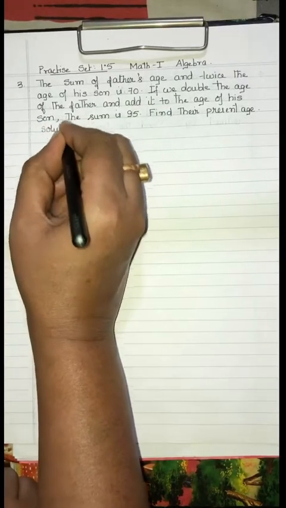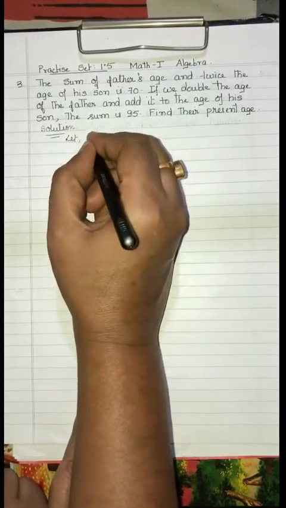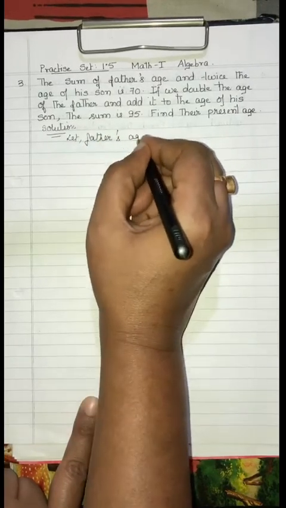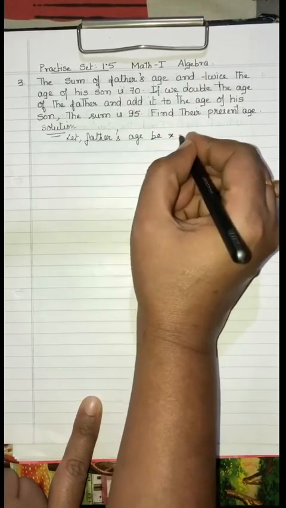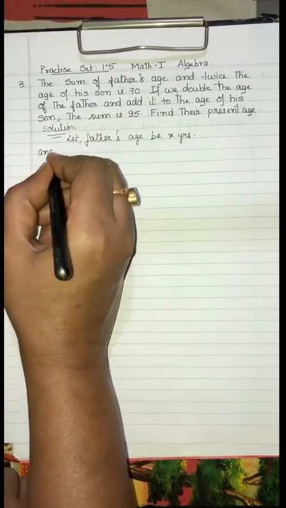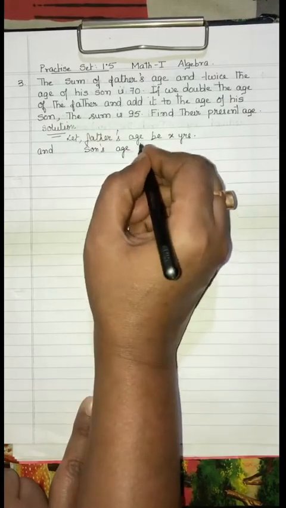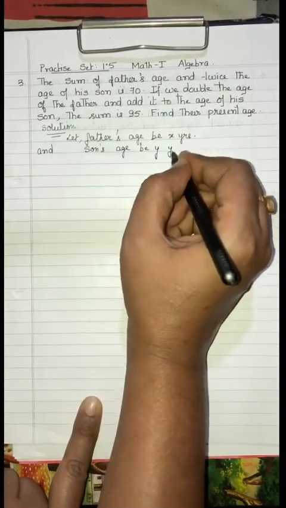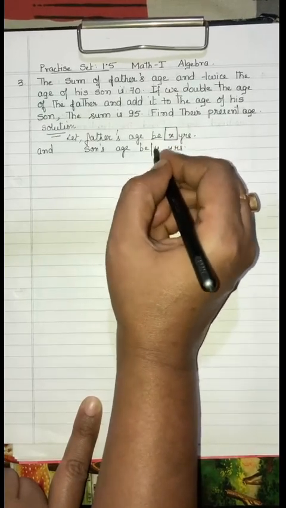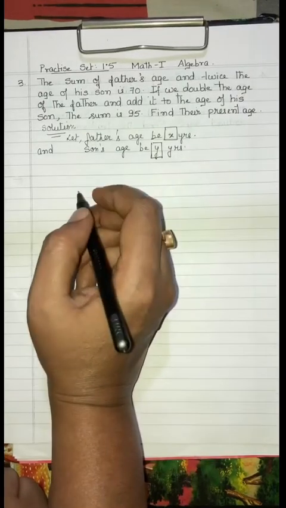Solution. You have to write, let, you have to consider. So let father's age be x years, and you have to write the units, x years, and son's age be y years. Okay, you can even take A and B, it's your wish, whatever you are taking, but you have to take some letters from the English alphabet.